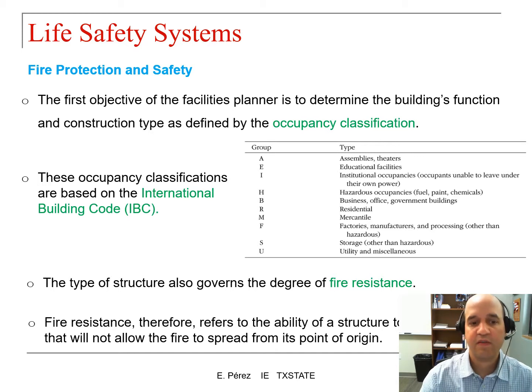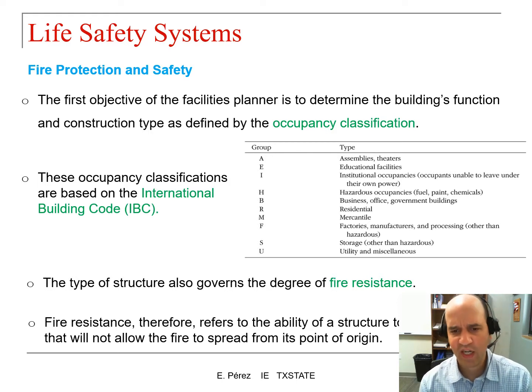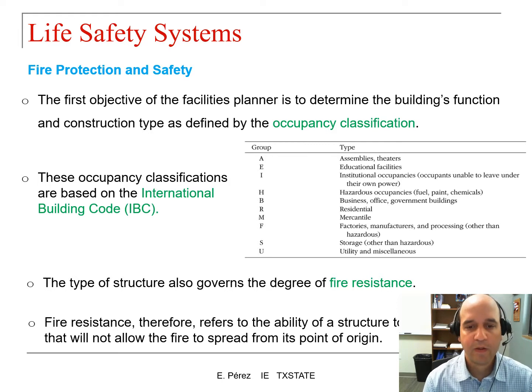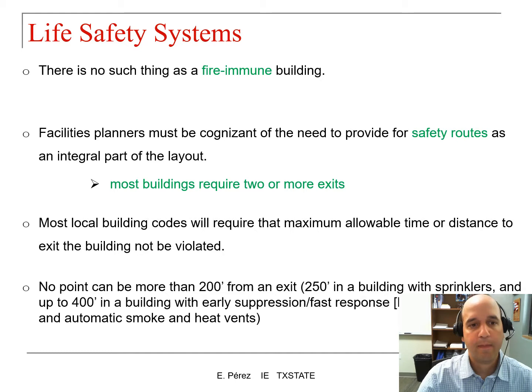So these occupancy classifications are based on the International Building Code, and they are listed here in the table. So we have different groups, we have different letter classifications, and then the type. The type of structure also governs the degree of fire resistance. Fire resistance, therefore, refers to the ability of a structure to act as a barrier that will not allow the fire to spread from its point of origin. So there's no such thing as a fire immune building.